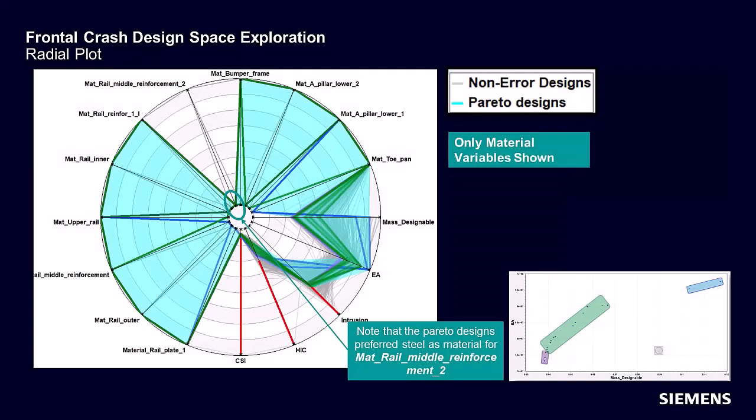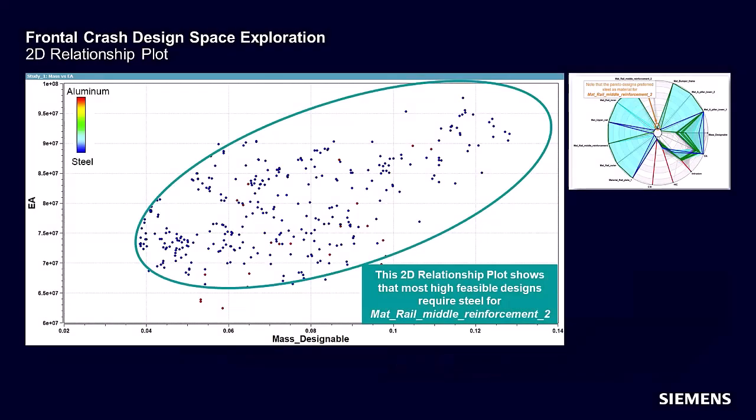When plotted with just the material choice variables on the radial plot, we observe a trend that all Pareto designs prefer steel as a material choice for the variable mat rail middle reinforcement 2. In fact, most of the feasible designs require steel as material choice for mat rail middle reinforcement 2 as shown here.